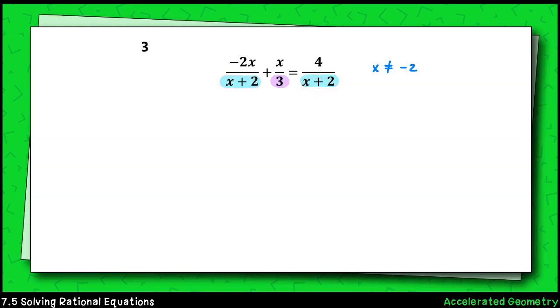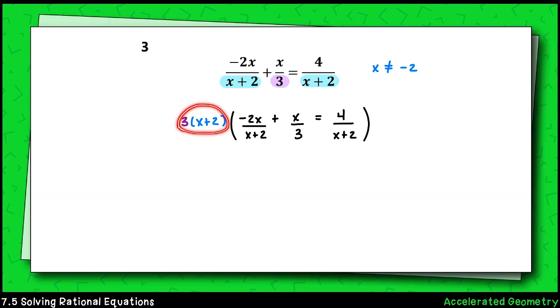The middle term has a different denominator, and I've highlighted that one purple. As we did in the second example, I'd like to eliminate the fractions entirely. We're going to do that by multiplying every term in the equation by what would be the common denominator of these 3 fractions. Here's how that's going to look. I'm going to multiply every term by 3 times x plus 2. And let's go ahead and leave that in factored form.